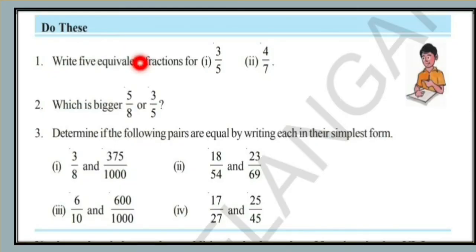Dear students, see this. Write 5 equivalent fractions for 3 by 5 and 4 by 7. Earlier we discussed just multiply given fraction numerator and denominator with the same number, you will get the equivalent fractions. So write this. Which is bigger, 5 by 8 or 3 by 5?